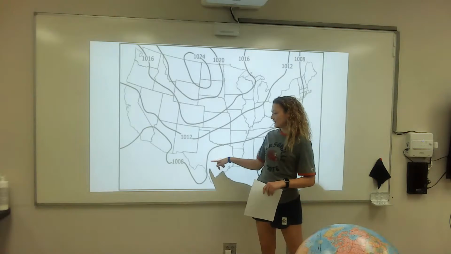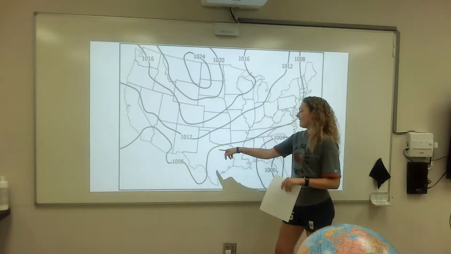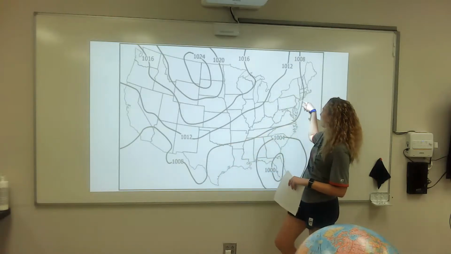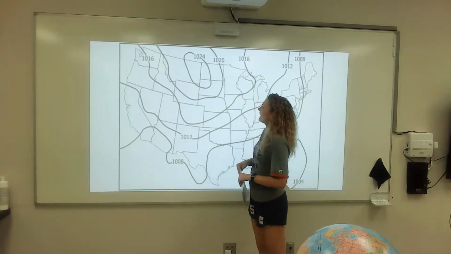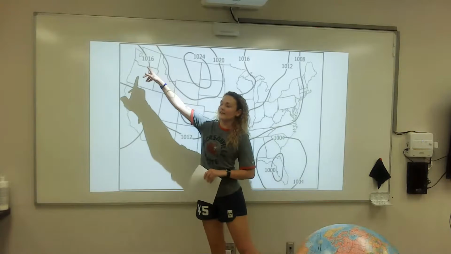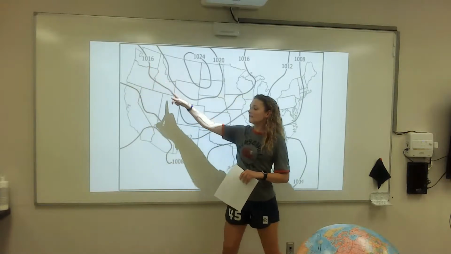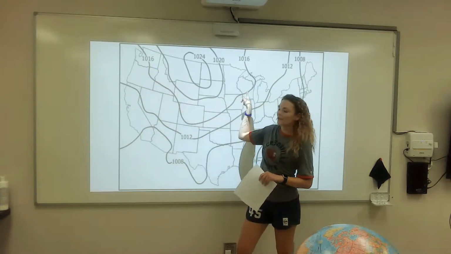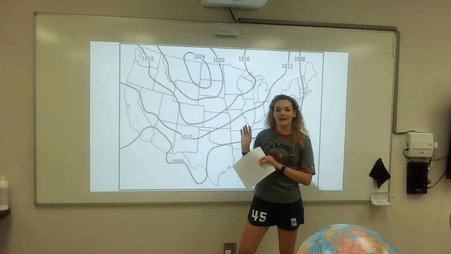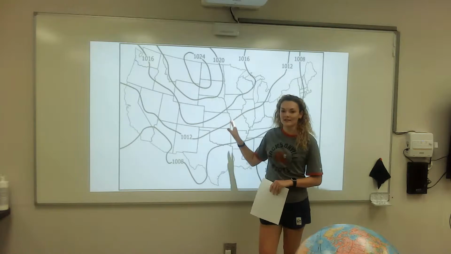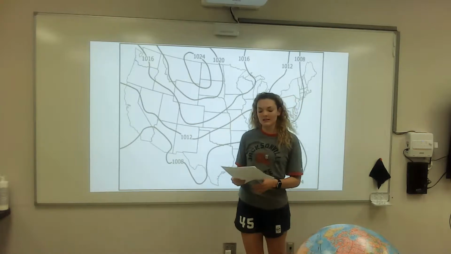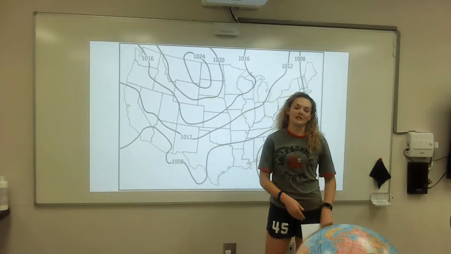So over here in Texas, that's 1,008. All the way over here through Tennessee, going up all the East Coast, is all going to be 1,008 millibars. And then say maybe this line right here, 1,016, everything touching this line is going to be 1,016 for the air pressure. So now that we know how the isobars work, then it shows us where our areas of high pressure and low pressure are.